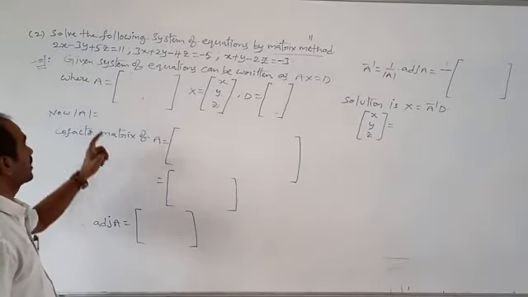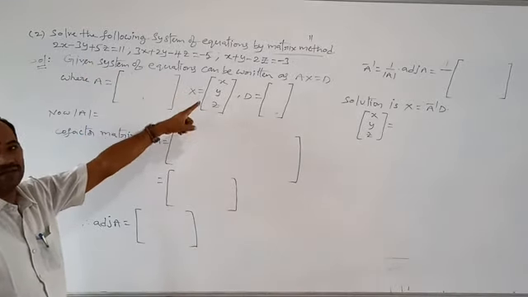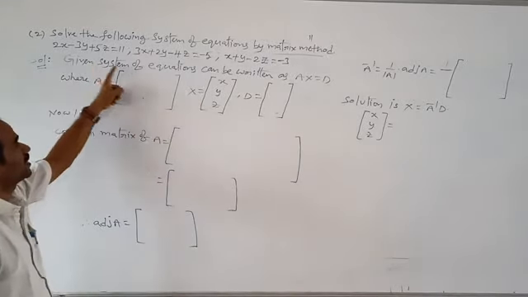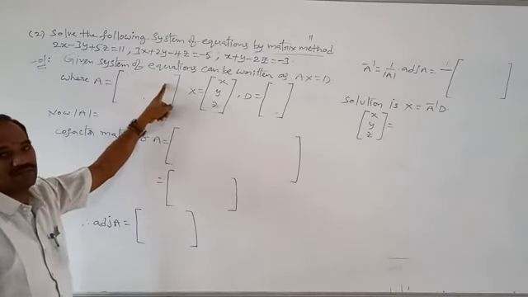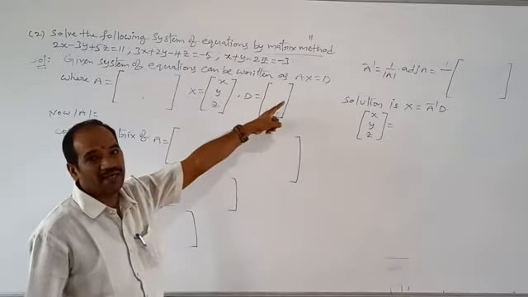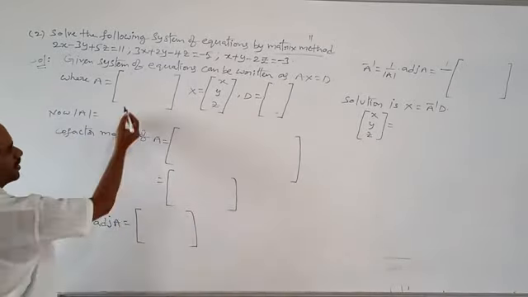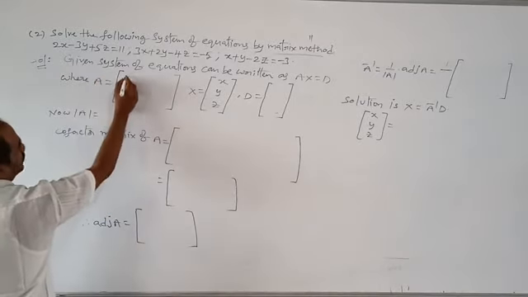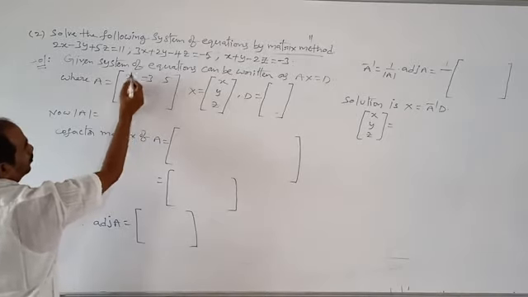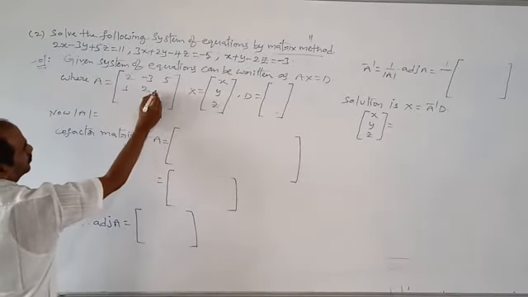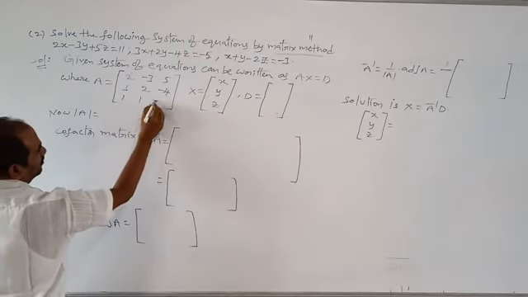Okay, so here is the second question: solve the following system of equations by matrix method. These are the given equations. The given system of equations can be written as AX is equal to D, where A is the coefficient matrix. In the first row the coefficients are 2, minus 3, 5. Second row coefficients are 3, 2, minus 4. Third row coefficients are 1, 1, minus 2.